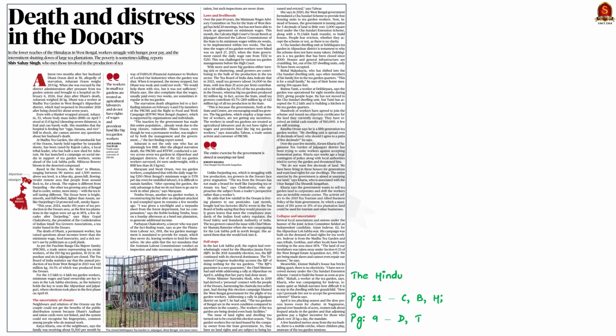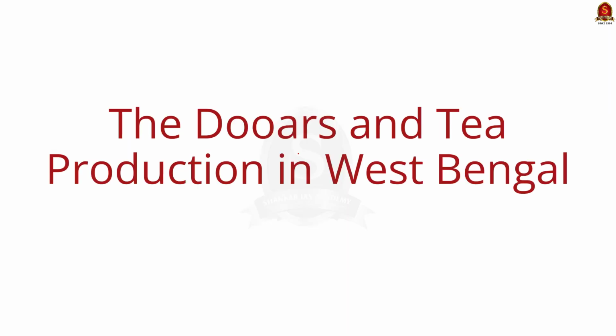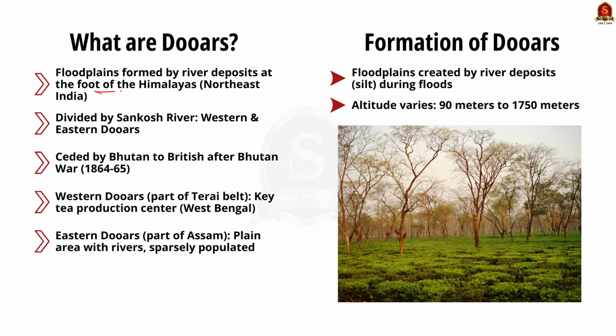Look at this article from The Hindu. It talks about the inhuman situation prevailing in the tea industry in the Duars region of West Bengal. In our discussion, let us understand about Duars and how it aids in tea production. See, Duars are the floodplains in the regions of northeastern India at the foot of the east central Himalayas. It is divided by rivers like Sankosh into the western and eastern Duars.